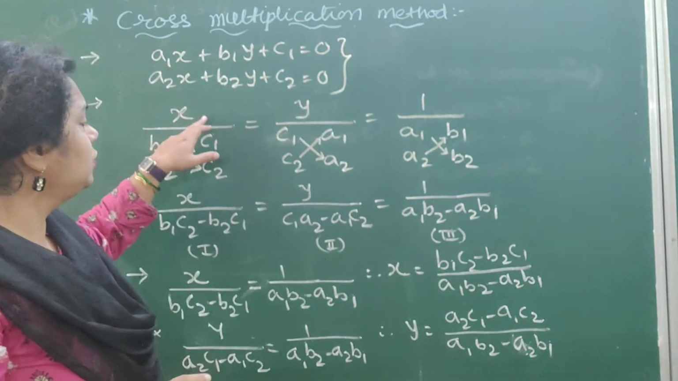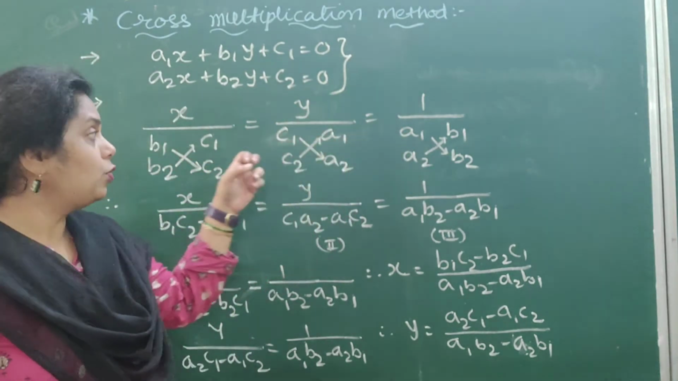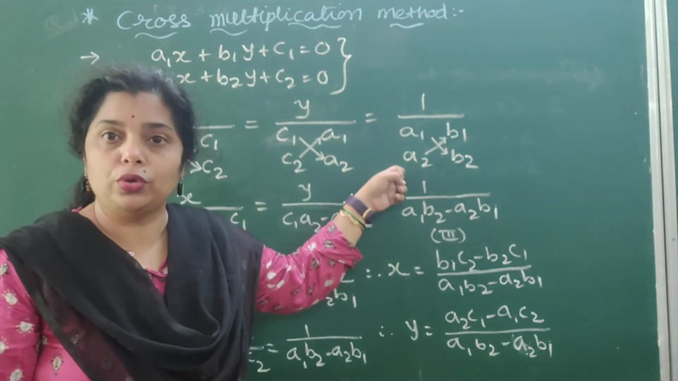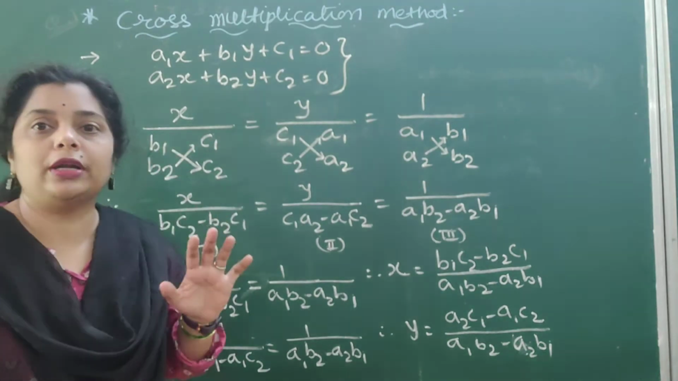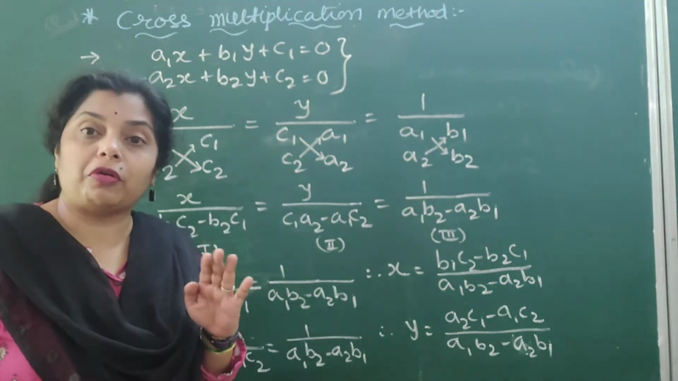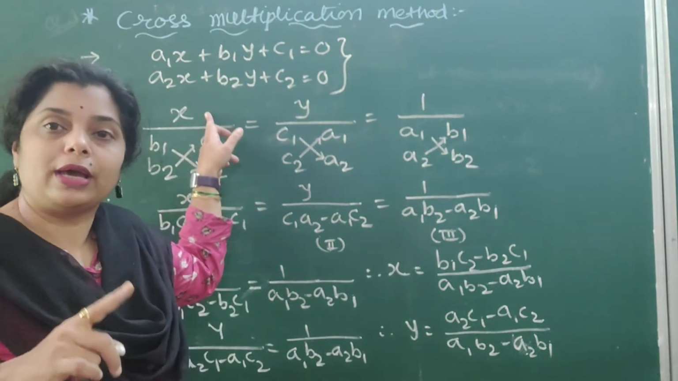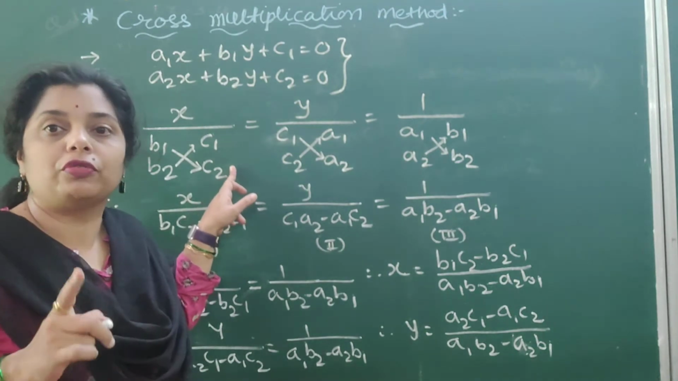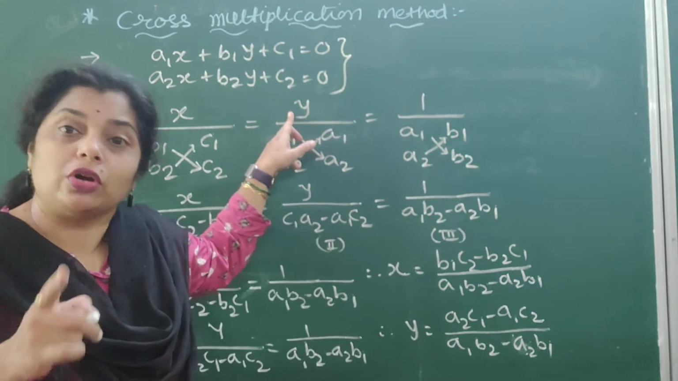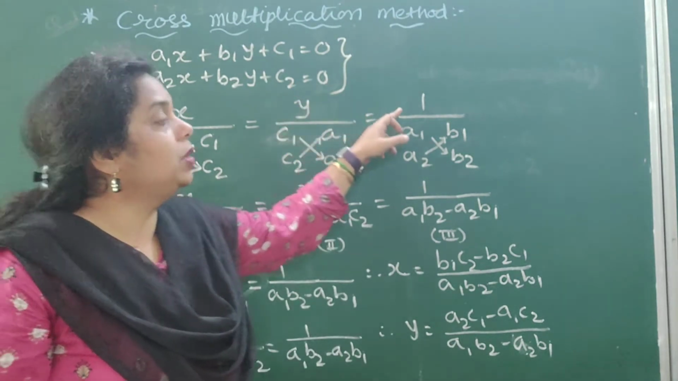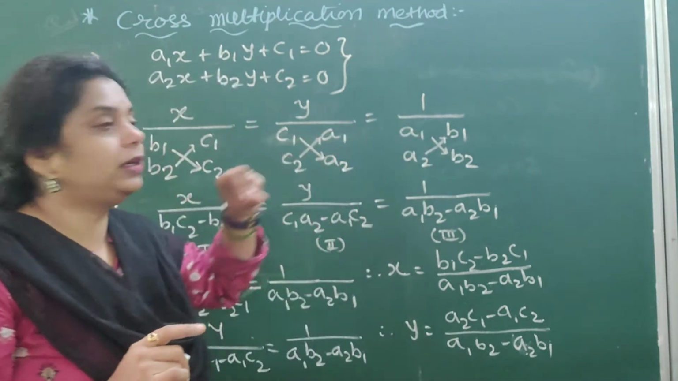Now, then you have to write down like this: x, y and 1, is equal to, is equal to. Now below x, below y, below 1, what to write and how to write. So let's see. First of all, below x we have to write down the coefficient of y and constant. Below x, listen carefully. Below y, we have to write the coefficient of x and constant. And below 1, we have to write the coefficient of x and y.